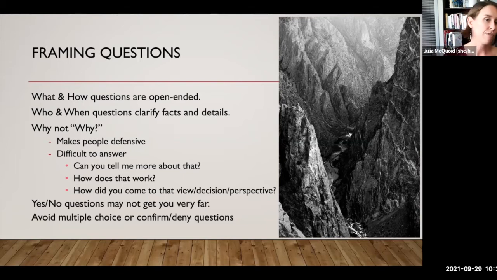And the same thing with confirm or deny questions. Like if you say, oh, would you say that it's like this or it's like that? Then you've again limited their universe of responses. And we really don't want to do that. We don't want to insert ourselves in that way into the interview. We insert ourselves in all kinds of other ways, but not that way.